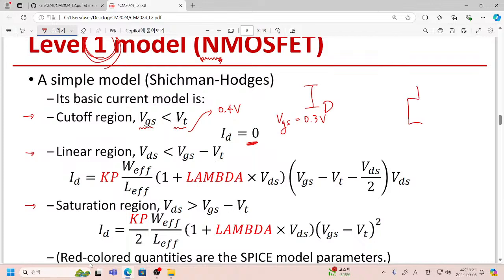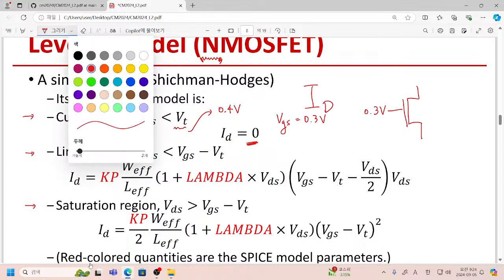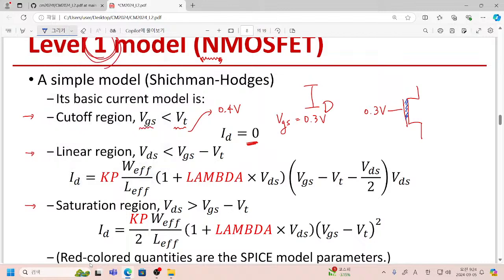Why does that happen? Think about this one. Here you have applied 0.3 volt. However, in order to collect your electron gas just beneath this oxide region, you need 0.4 volt. However, your applied voltage is not sufficient. So simply speaking, you have no electron gas. So although you have a voltage difference between source and drain, since this channel region is actually isolated or insulated, you have no current conduction at all.